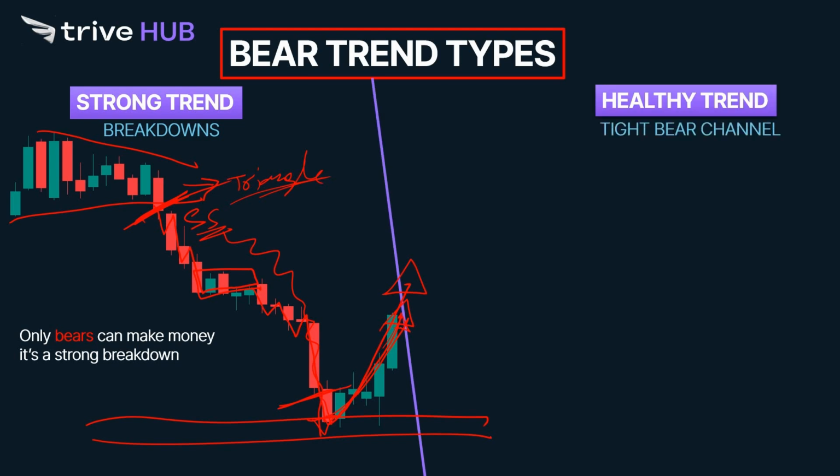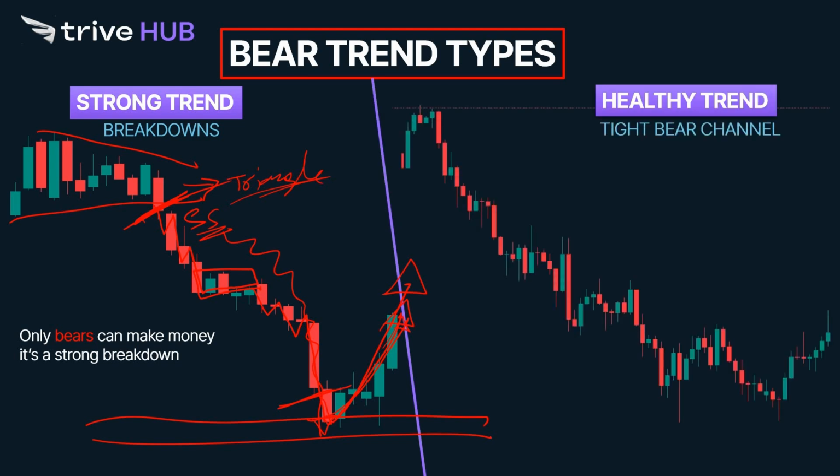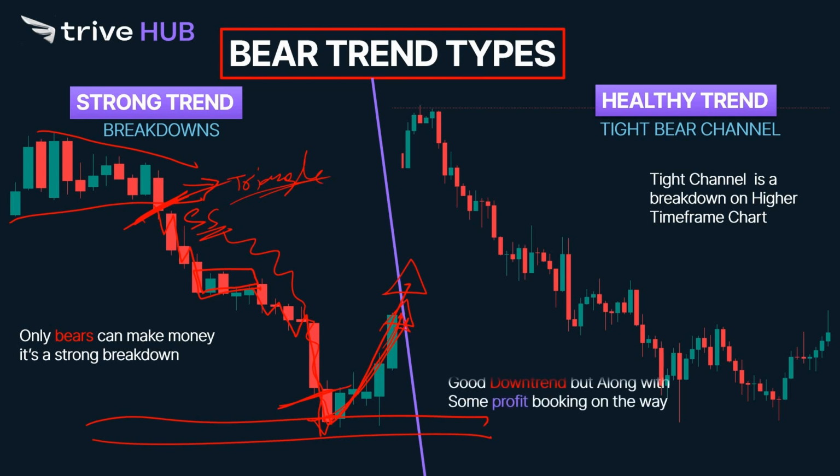It's a tight bear channel and it has reasonable pullbacks going on, okay, but it is just a breakdown on the higher time frame chart, as we have discussed in the uptrend section. It is a good downtrend, but along the way some profit booking is going on. So here I initiated a short sell, which has some brief pullbacks lasting a few bars and then again continues its down move, right? So you can see here how these pullbacks are offering you new entries.